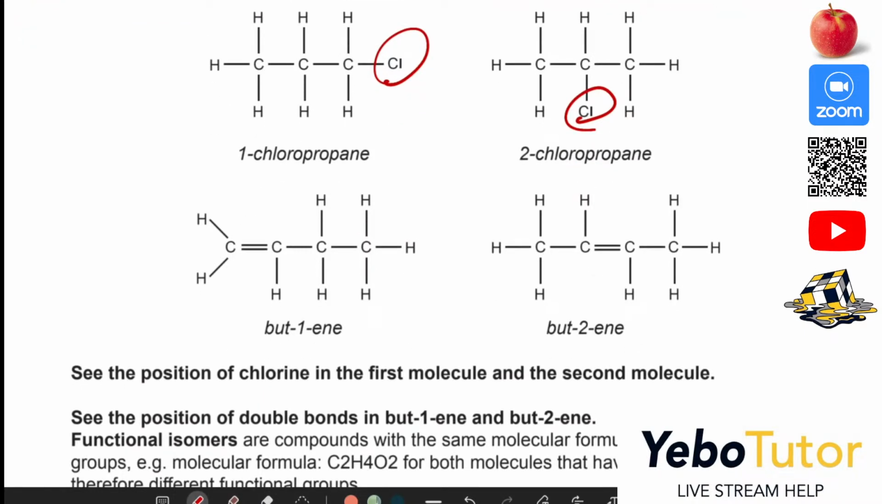Even when we are checking these two again, we can see they both have the double bonds there.